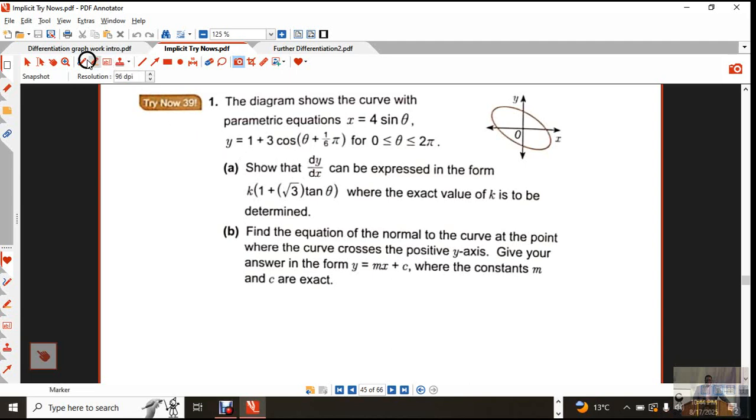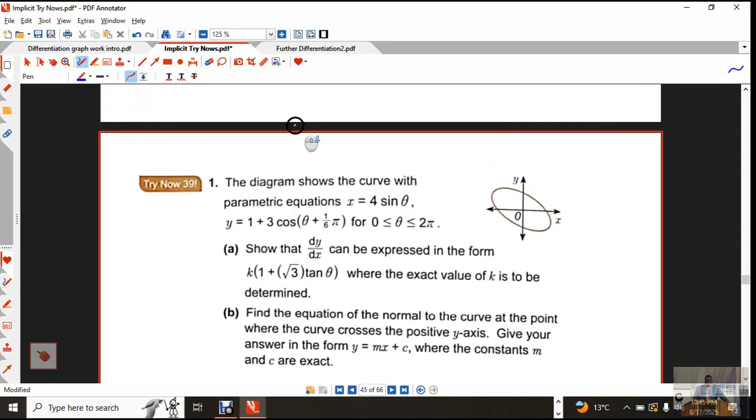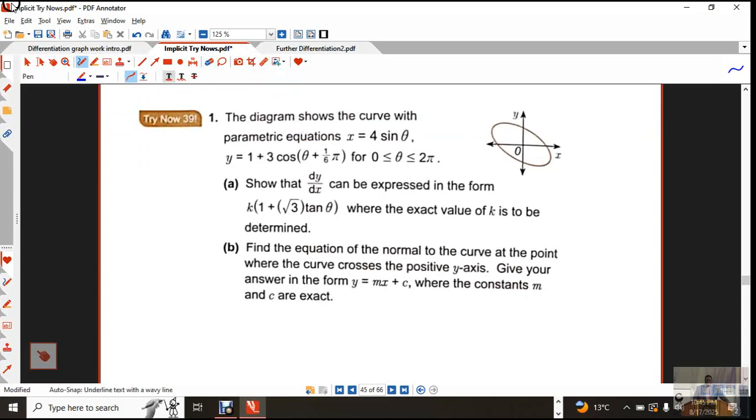Hi, so I'm doing Try Now 39. There are four questions. I think this is on page 508 in your textbook, page 508. So it deals with my series on parametric equations, differentiating parametric equations, or parametric differentiation. All right, let's start off going to the first question.